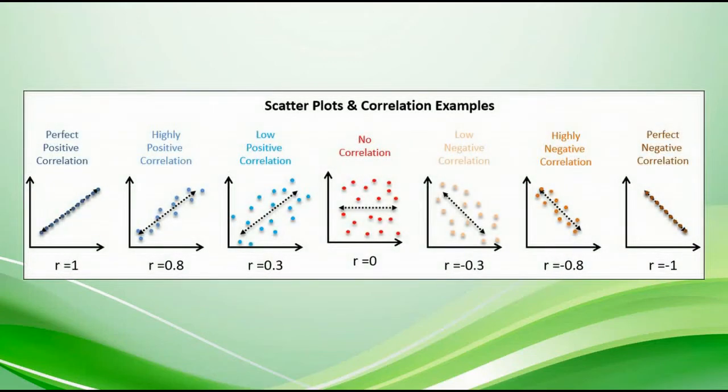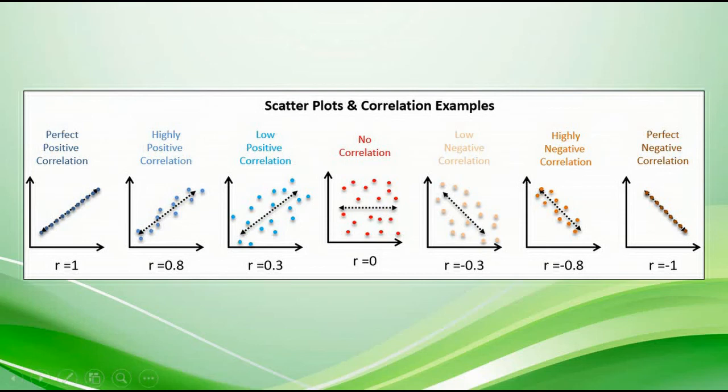Now here are the scatter plots and correlation examples. Perfect positive correlation, so r is equal to 1. Highly positive correlation, r is equal to 0.8. Low positive correlation, r is equal to 0.3.